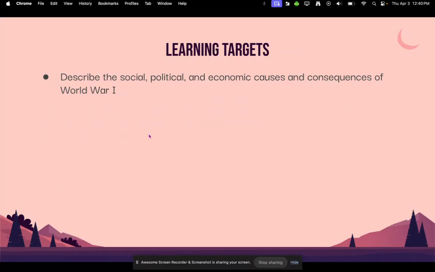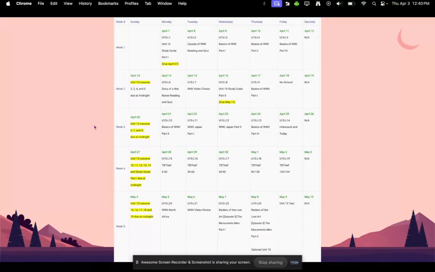Learning targets: describe the social, political, and economic causes and consequences of World War One. So here is a map of Unit 15. So you're probably thinking, wait a minute, last unit was Unit 13, and now this is Unit 15. What happened to Unit 14?